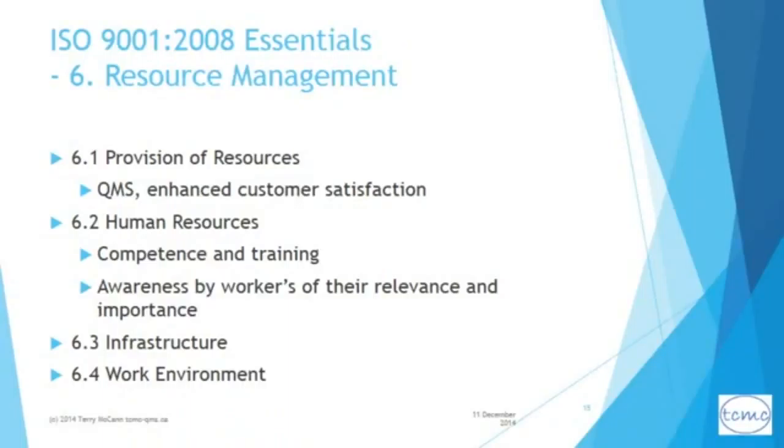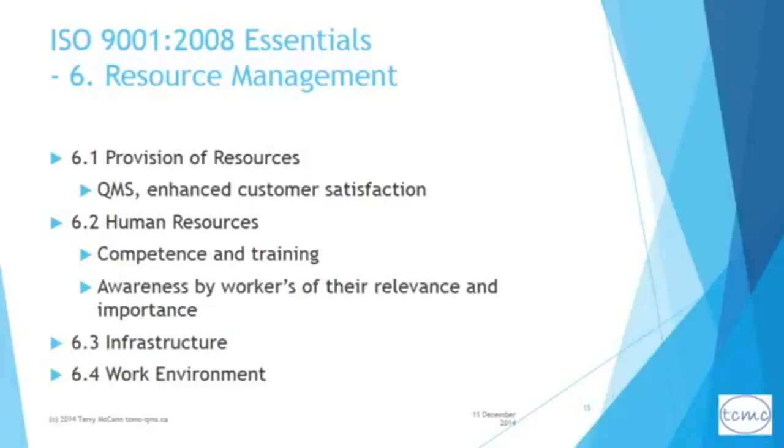Clause 6 is all about the management of resources. 6.1 is a general statement of why you need resources in relation to a quality management system and enhanced customer satisfaction. QMS requirements for human resources are laid out in 6.2, which describes the organization's responsibility for ensuring competence and training where necessary, and ensuring that staff are aware of the relevance and importance of their activities in the bigger picture of the organization's quality objectives.